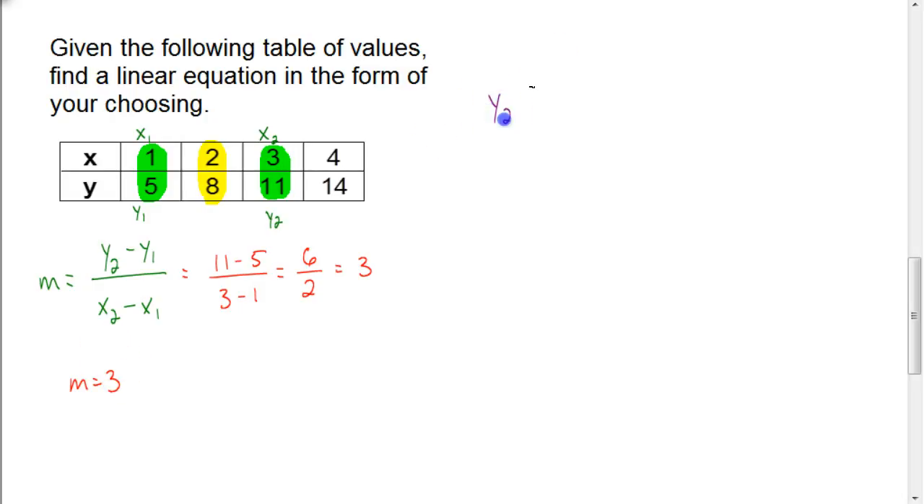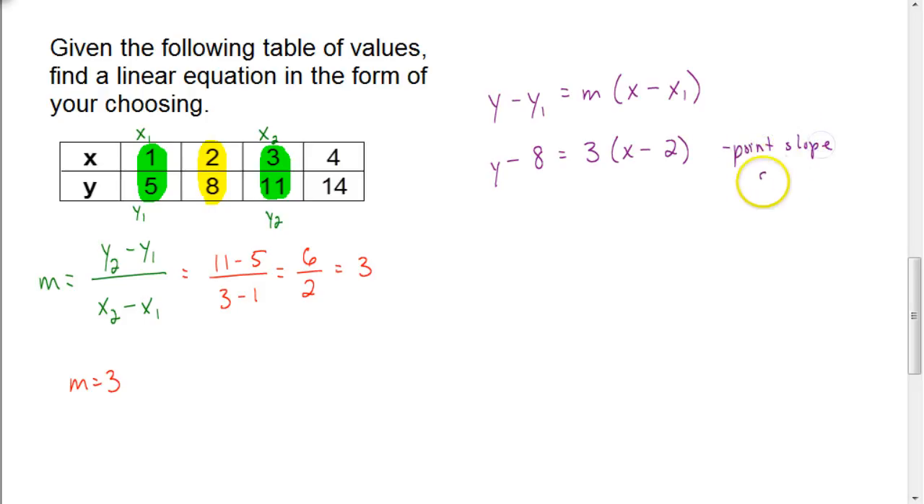The form that we're going to put it in is y minus y1 equals m, our slope, times x minus x1. Now let's use the point we just picked. It's going to be y minus, our y1 in this case being 8, equals our slope, which we just found to be 3, times x minus the x1, which we're using as 2. Now technically, this standard says that we can write an equation in the form of our choosing, and we could leave it like this, and this would be point-slope form.